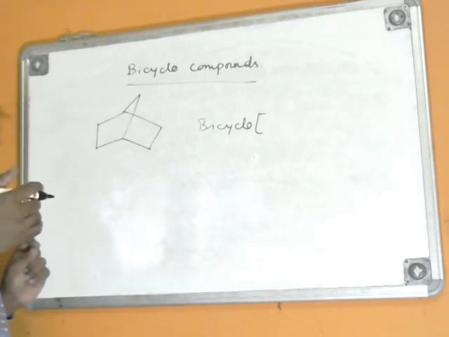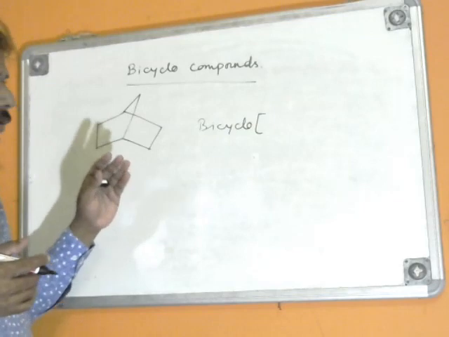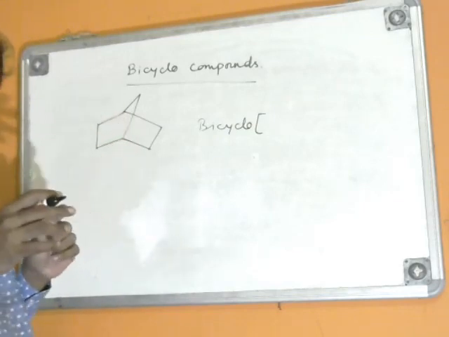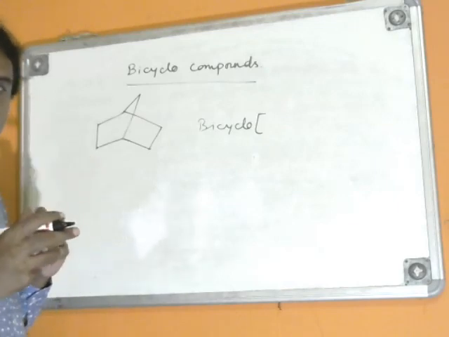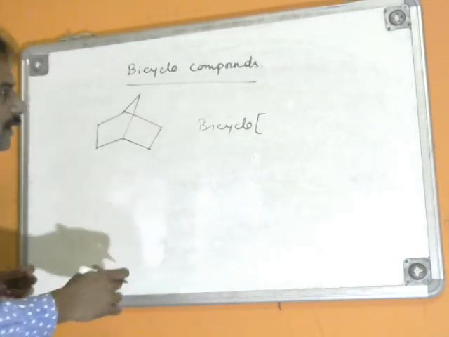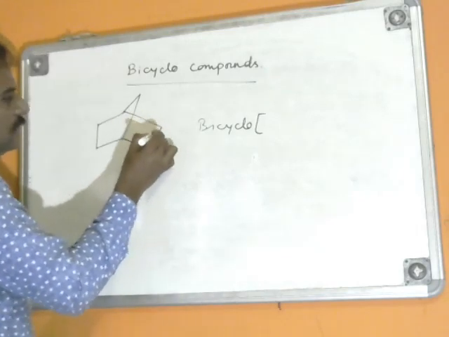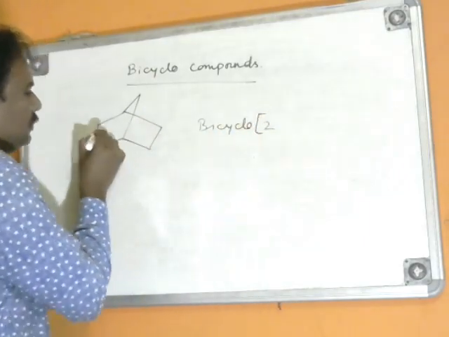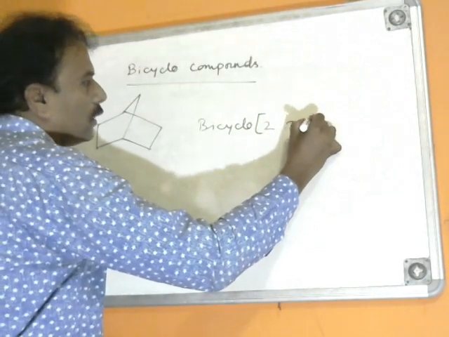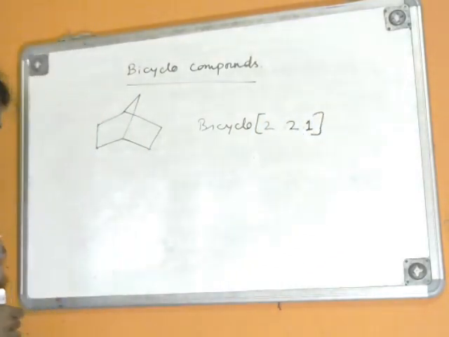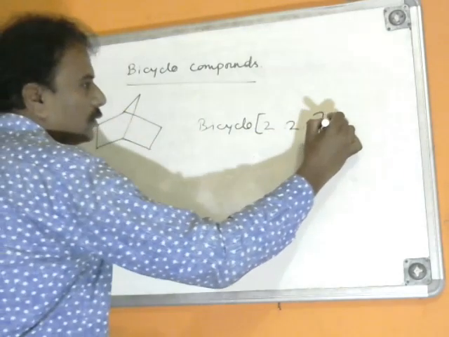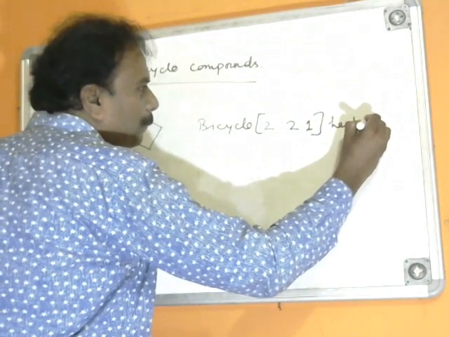Numbers are assigned in reverse order in comparison to spiro compounds. So in spiro compounds we put the numbers from the smaller ring to the bigger ring. Now we will go from the higher number to the lower number. That means here this bridge contains two carbons, first two. This also contains two, but this contains only one carbon. So one. That will be the name. Bicyclo. And how many carbons do we have in this compound? 7 carbons. So the compound is heptane.